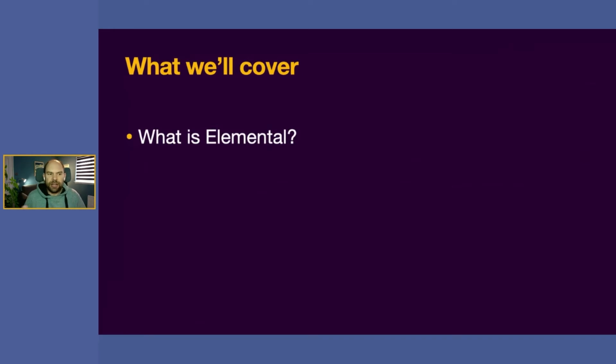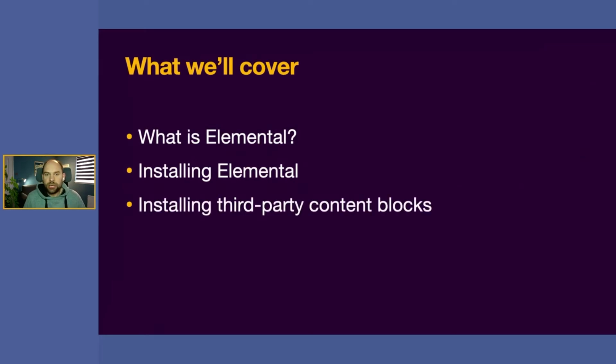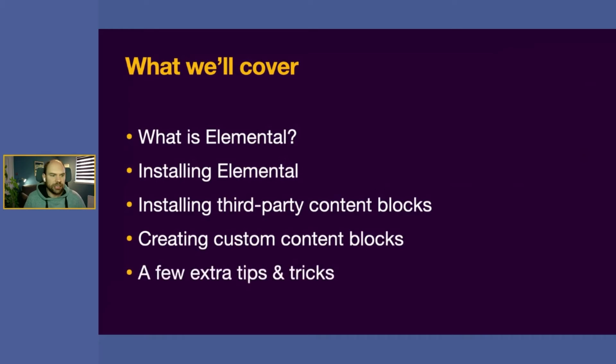So just to quickly go over what we're going to cover today, I'm going to start by explaining what Elemental is for anyone that hasn't heard of it. Then we are going to go through how to actually install Elemental on an existing website. I'll go over how to install third-party content blocks into the site, and we'll also look at creating your own custom content block for use in Elemental. And I'll finish on a few extra tips and tricks that I've learned along the way. I'll try to keep an eye on the questions and answer any at the end of each section. I'm sure Andy will grab any that I miss at the end.